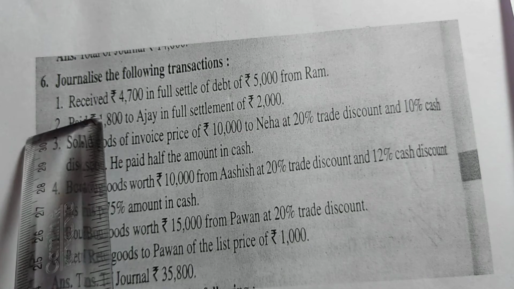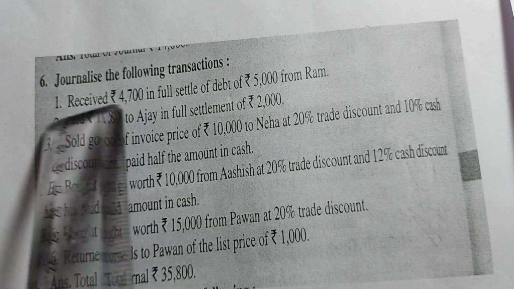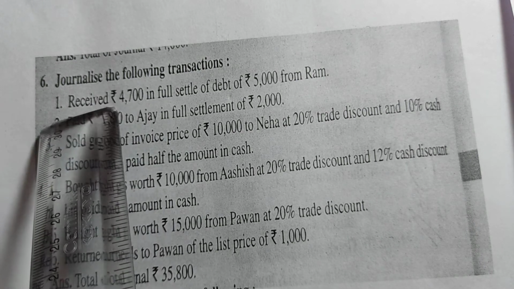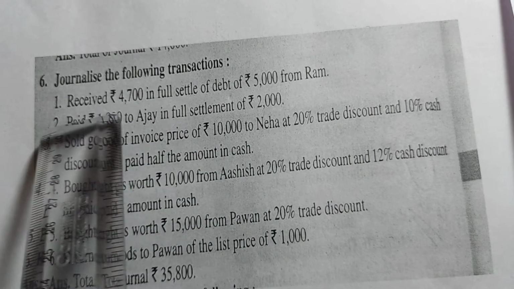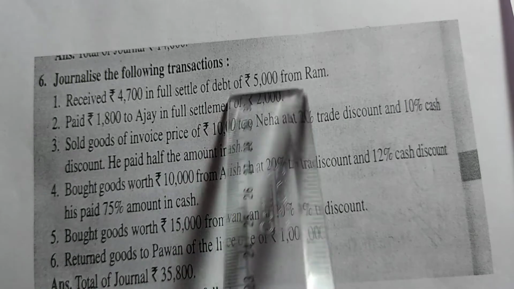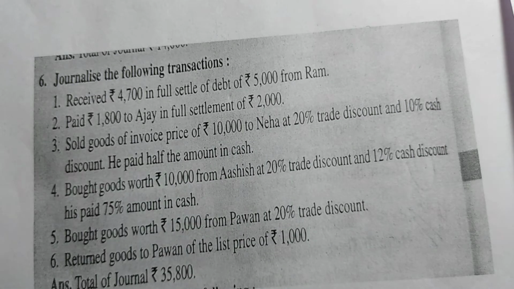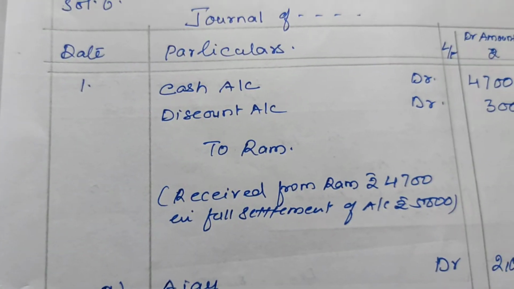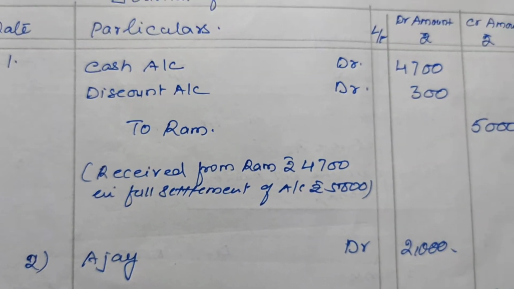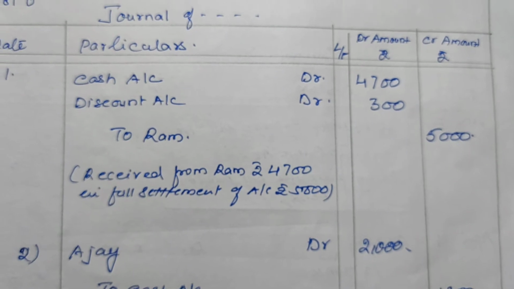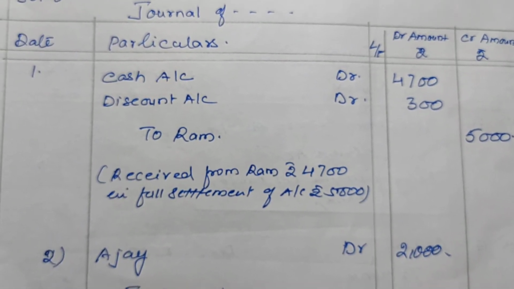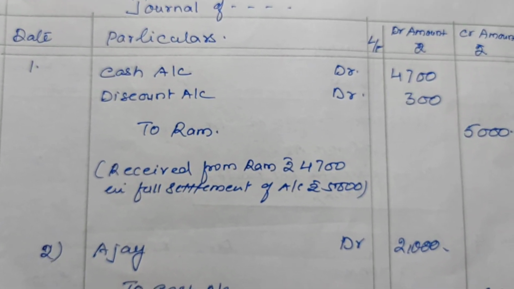So what will our journal entry be? Cash account debit 4,700, discount account debit the difference. What is the difference? 5,000 minus 4,700, 300, to Ram. Okay, so the entry will be cash account debit 4,700, discount account debit 300, to Ram 5,000. So whenever full settlement is given, the difference amount will be considered as discount.